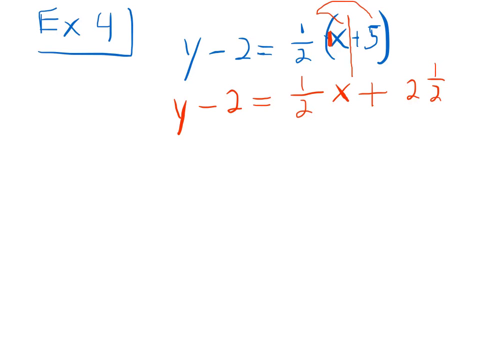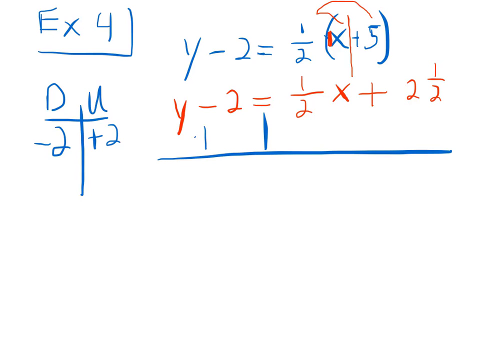Alright, so now I am going to ask myself what's being done to y, and if I look at the side of y, I see it's y minus 2. So what's being done? How do I undo it? I am subtracting 2. How do I undo subtraction of 2? I need to add 2 to both sides.